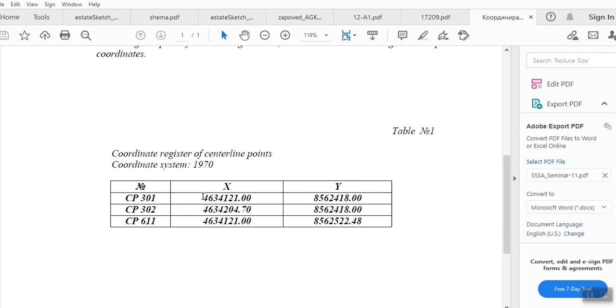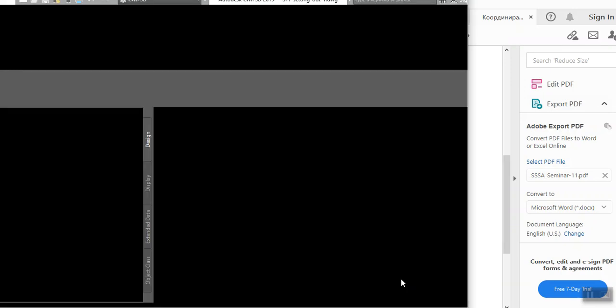Firstly, we know the coordinates x and y of our reference or given points. These are the three certain line points from the detailed development plan. Here are their coordinates in coordinate system 1970 in meters. And then, how to calculate the coordinates of the contour of your building.